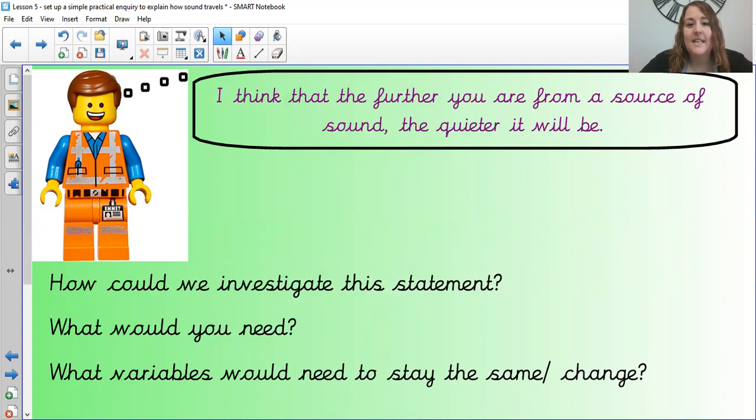So he then says again, I think that the further you are from the source of the sound, the quieter it will be. How could we therefore investigate this statement? What kind of things would you need? And what variables would need to stay the same or change? And just remember that word variables are the things that you change in the experiment or the things that need to keep the same for it to be a fair test. Pause the video here if you can and just have a think about those questions before we move on.